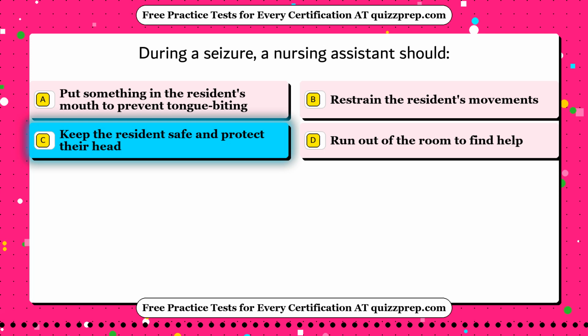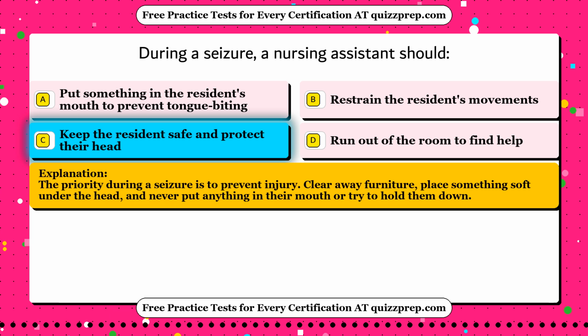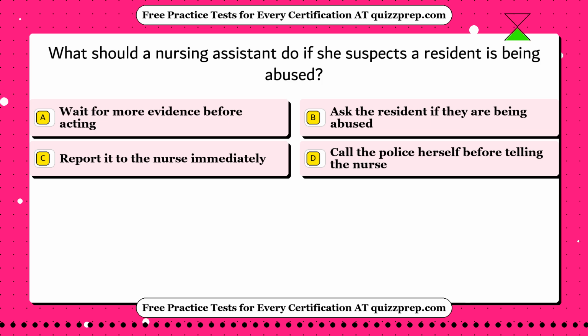The correct answer is option C, keep the resident safe and protect their head. The priority during a seizure is to prevent injury. Clear away furniture, place something soft under the head, and never put anything in their mouth or try to hold them down. Question 41. What should a nursing assistant do if she suspects a resident is being abused?